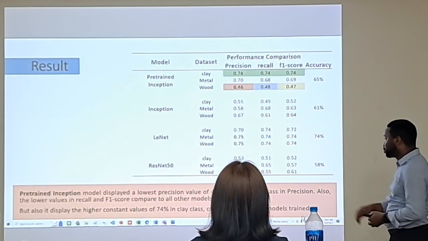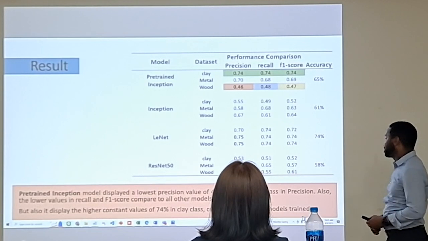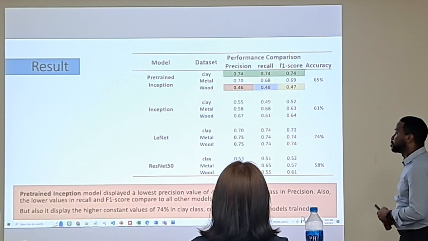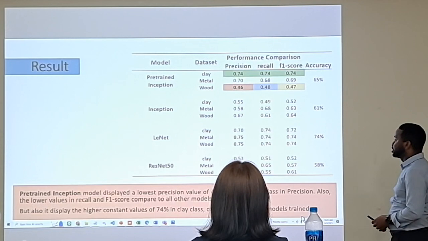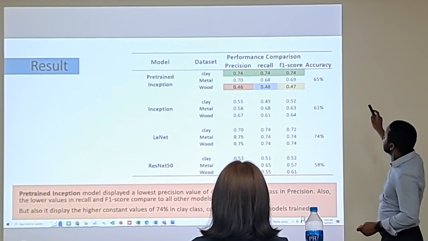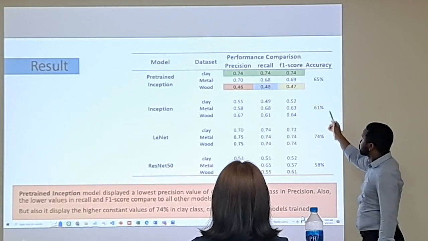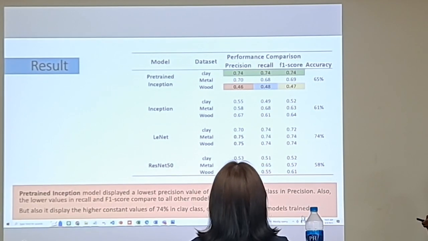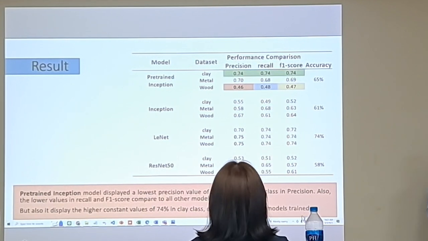This model displays the lowest precision value, even in wood it shows 46% precision for the wood class. Also, it has lower values in recall and F1 score compared to all other models. But it also displays higher constant values, 74% in the clay class compared to other models. You can see that in clay the numbers are the same for precision, recall, and F1 score. So it's a little bit interesting to understand why this pre-trained Inception model showed that kind of result.